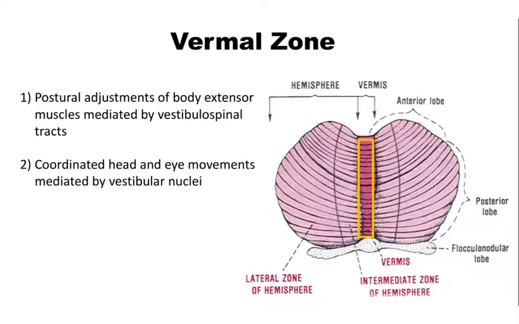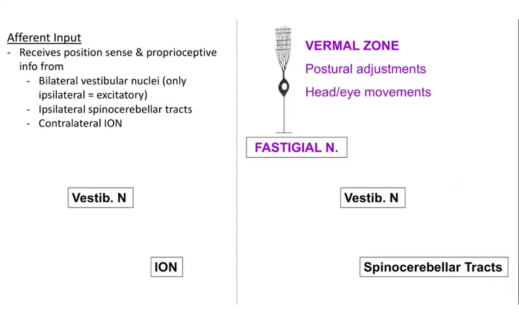So first we're going to talk about the vermal zone, which is located within the midline of the cerebellum. So keep in mind that this is associated with the fastigial nucleus that is located within the white matter of the cerebellum. And remember that this is involved in postural adjustments of extensor muscles via the vestibulospinal tract and coordinating head and eye movements mediated by the vestibular nuclei.